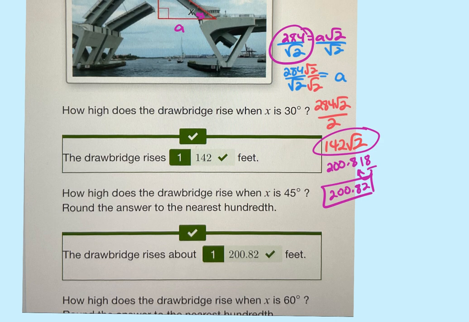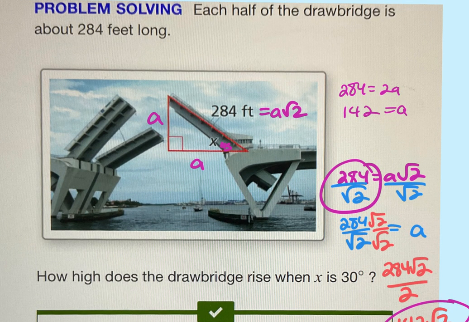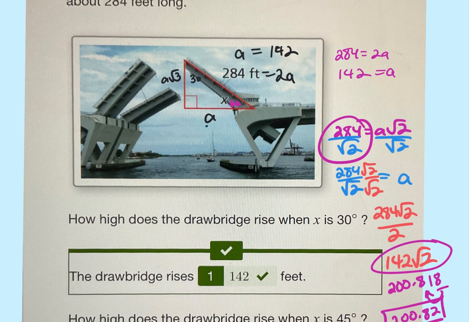When Sebastian comes back. The last question says, how high does a drawbridge raise when x is 60? So now if I were to switch that x to be 60, the relationship of my sides change. Opposite the 60 would be my a root 3. Opposite the 30, which would be at the top, would be the a. And the 284 would be the 2a. So I would divide both sides by 2, and that's 142. So if a is 142, that's here at the bottom. It wants this side, which would be 142 square root 3.